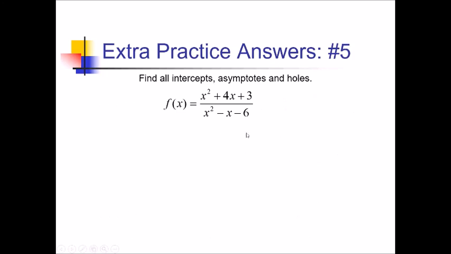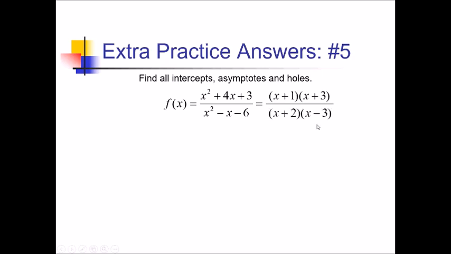For this rational function, before I start analyzing all this stuff, I should probably try factoring and canceling out common factors. It looks like we can definitely do some factoring to start here. So in the numerator, I need numbers that multiply to 3 and add up to 4. So we'll have x plus 1 and x plus 3. That wasn't so bad. In the denominator, I need to multiply to negative 6 and add up to negative 1. So x plus 2 and x minus 3 is what I need down there.